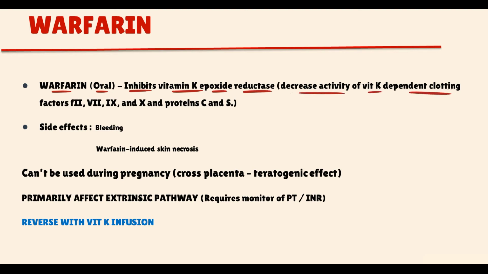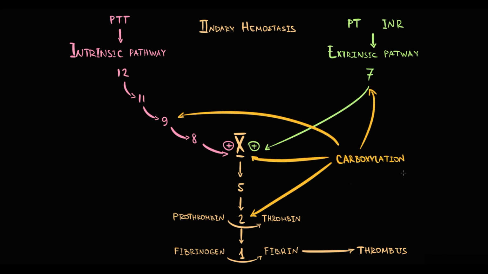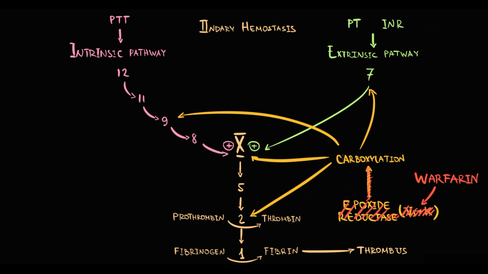of vitamin K dependent clotting factors. So the concept here is that coagulation factors 2, 7, 9 and 10 for their proper function require additional post-translational carboxylation that is provided by epoxide reductase, and epoxide reductase for its function requires vitamin K. So warfarin is an antagonist of vitamin K. Without vitamin K, epoxide reductase cannot provide carboxylation of coagulation factors.